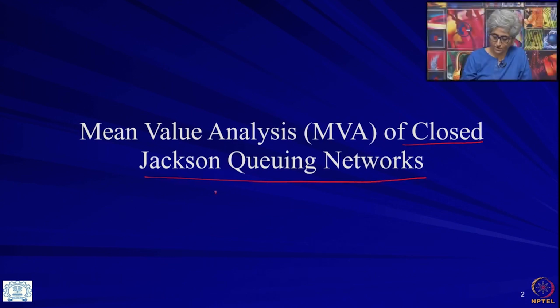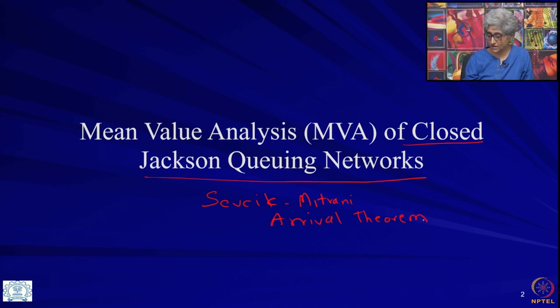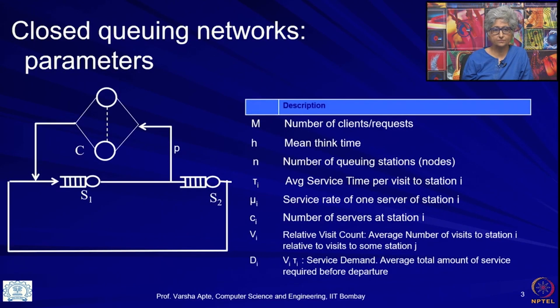We will continue from the previous lecture where we were defining closed Jackson queuing networks. We had also learnt the Sevcik-Mitrani arrival theorem. Please go back and revise that if you do not remember, because we will be using that in this lecture, and using this we can derive a very beautiful method called mean value analysis for finding all the metrics of the closed Jackson queuing networks. So, let us get started.